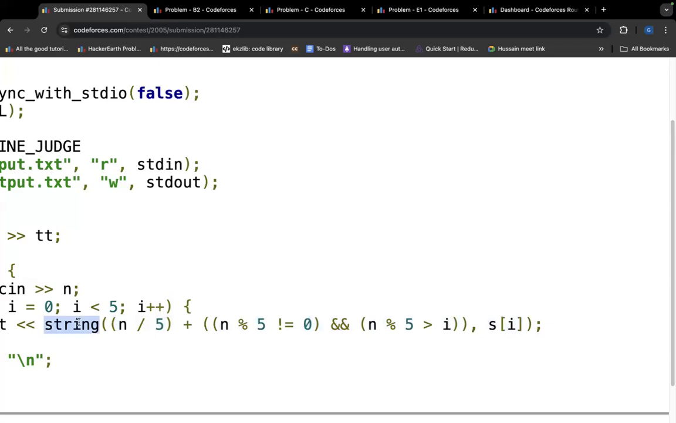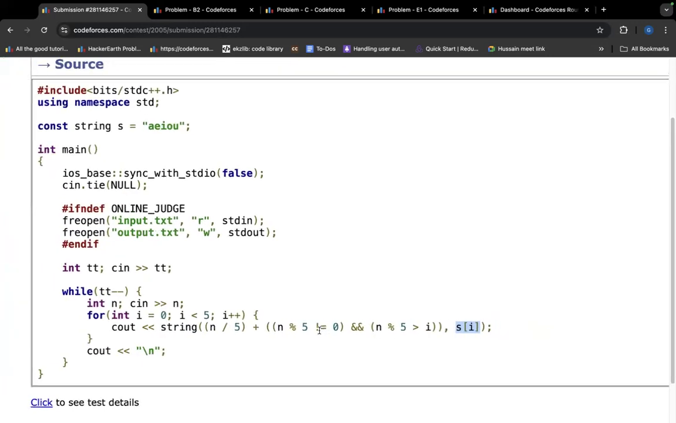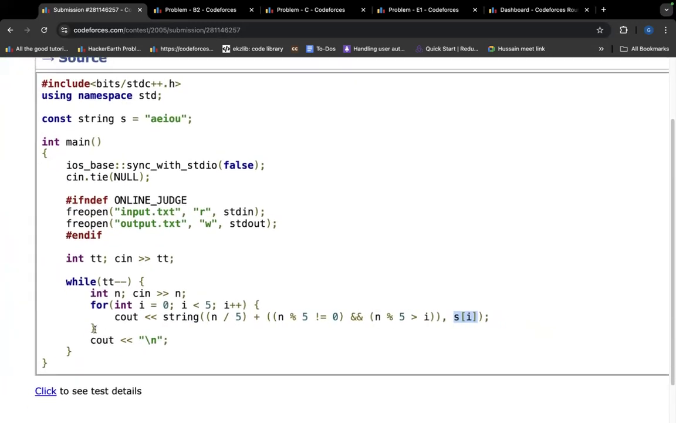If you use the function string and you pass an integer and a character, it makes a string of that many occurrences of that character. That is exactly what I'm printing. This is an O of n solution. Is this much clear, guys? Great. Is this clear for everyone? For people who weren't able to solve as well?